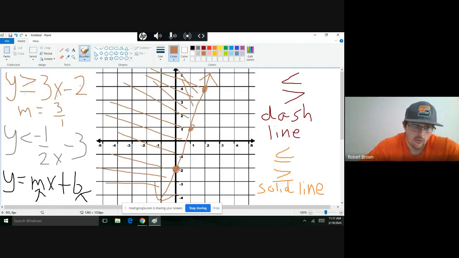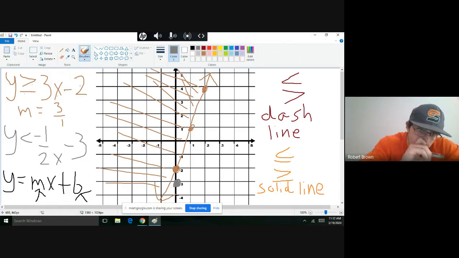Now we're going to plot the second one. When you look at the second one, in gray down here, y is less than -1/2 x minus 3. Again, we're going to start at our b, or our y-intercept. So I'm going to come down here to -3, and this one's going to be in the dark gray. I'm going to come down to -3 and plot my point.